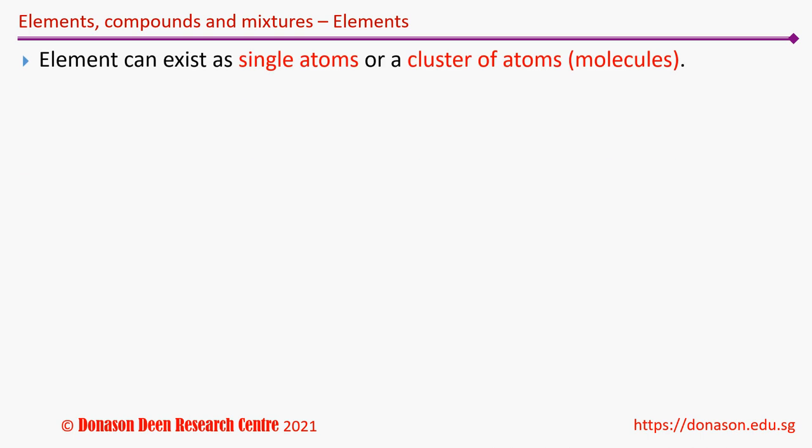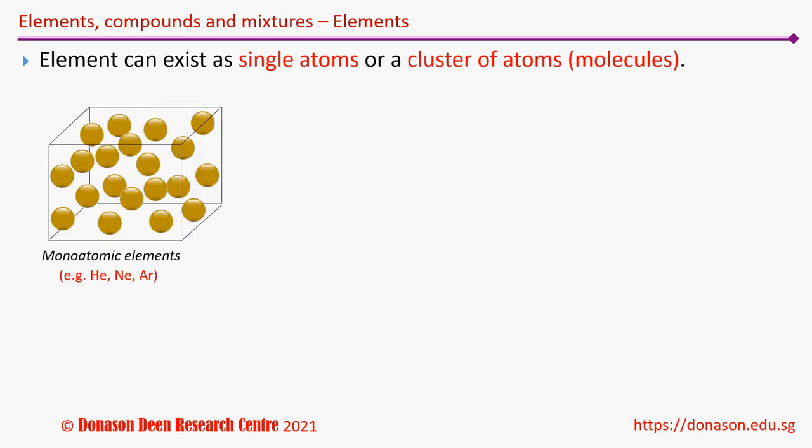Elements can exist as single atoms or a cluster of atoms called molecules. Here is an example of a monoatomic element. Examples of elements that are monoatomic are those found in the last group of the periodic table, which is called the noble gases group. Examples of monoatomic elements are helium, neon, argon, etc.